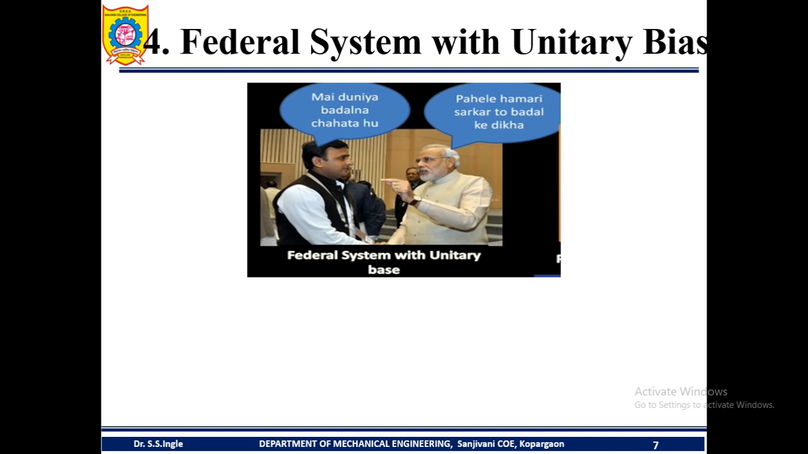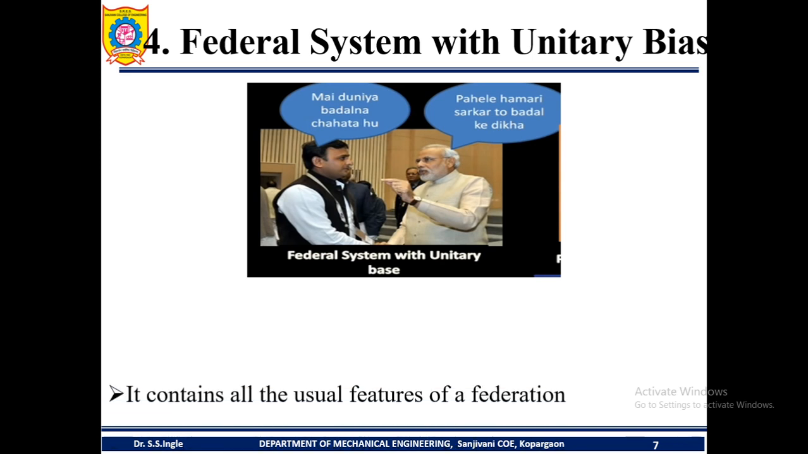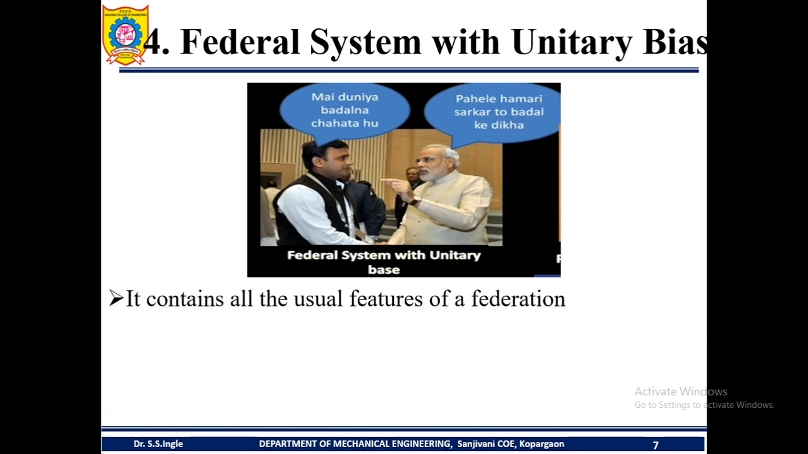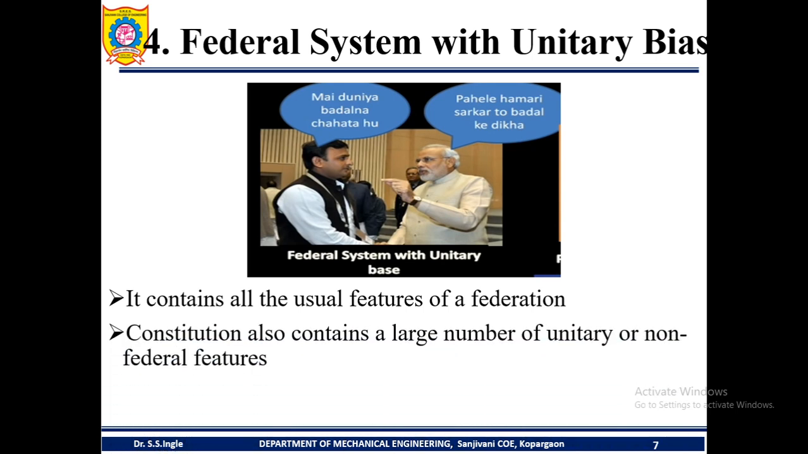However, Indian constitution also contains a large number of unitary or non-federal features. Example: strong center, single constitution, single citizenship, flexibility of constitution, integrated judiciary, appointment of state government by the center, all India services, emergency provisions. So, hence, Indian constitution has been variously described as federal in form but unitary in spirit. So, these are the federal systems with unitary bias.